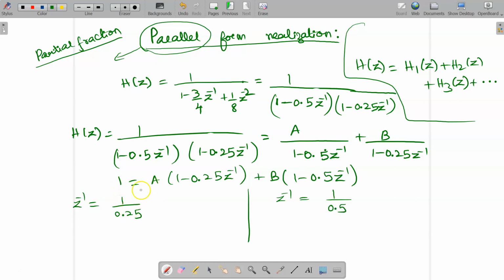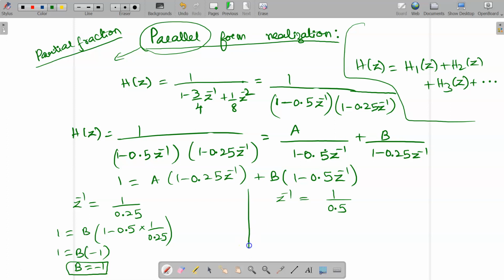So when you substitute z inverse equal to 1 by 0.25, this term gets cancelled, only b we can determine. So 1 equals b into 1 minus 0.5 into 1 by 0.25. This term 0.5 divided by 0.25 is nothing but 2. So 1 equals b into 1 minus 2, which is minus 1. So b value is minus 1.